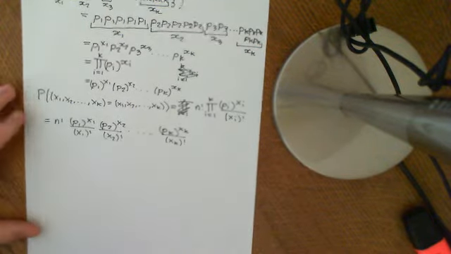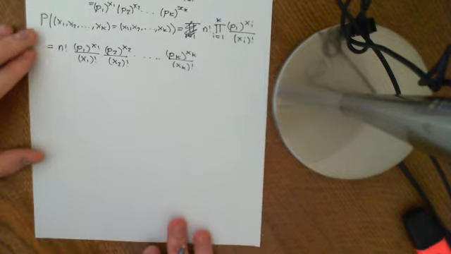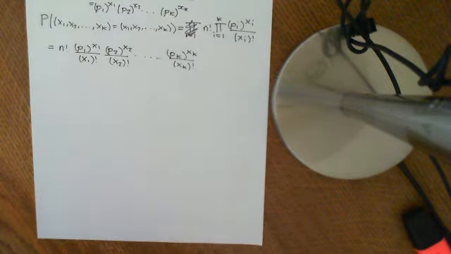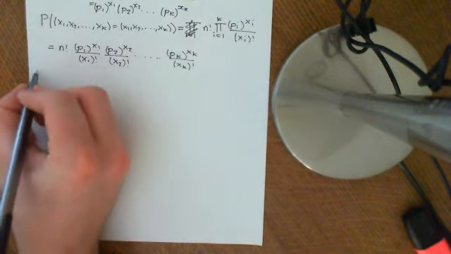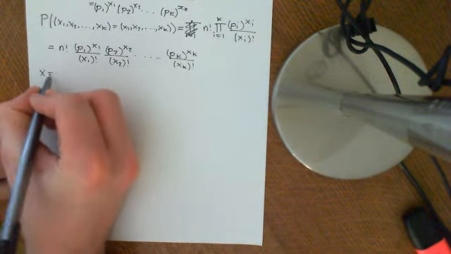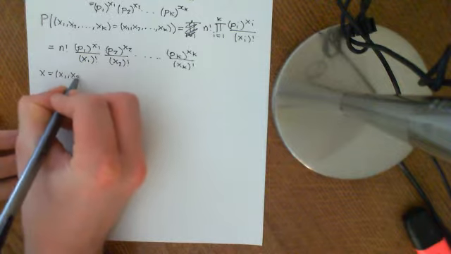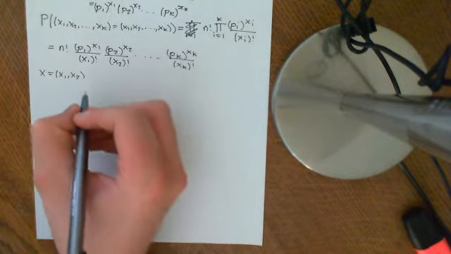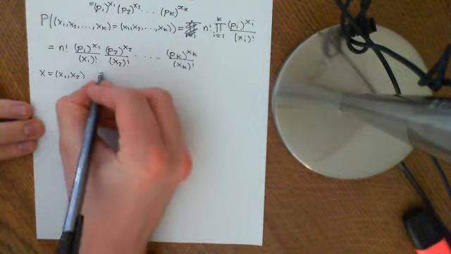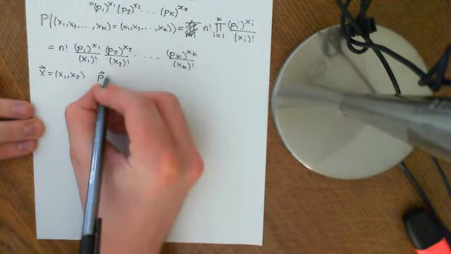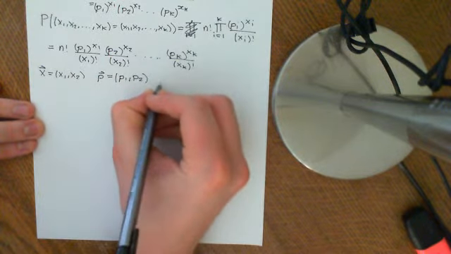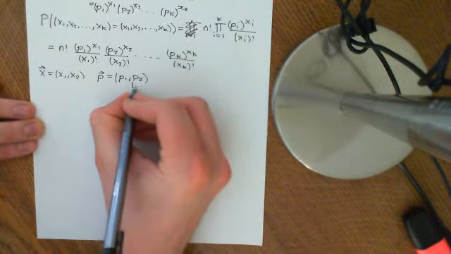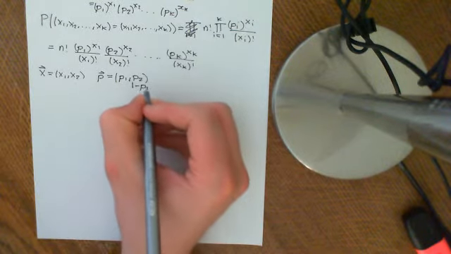Okay, so finally in this video, the last thing I want to do is just discuss the relation of this to the binomial distribution. So if we make the vector X just a two-dimensional vector, X1, X2, and we make the p vector just p1 and p2, because p1 plus p2 is equal to 1, then we could just write p2 as 1 minus p1, okay?